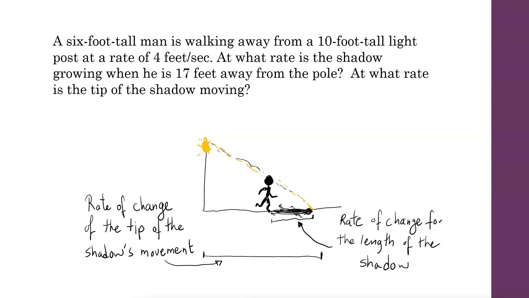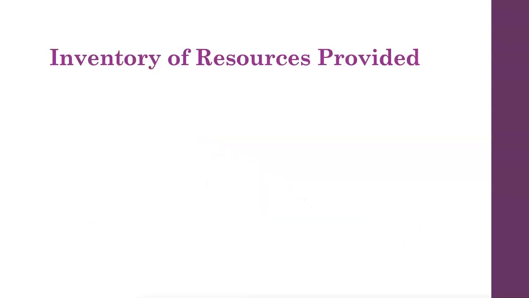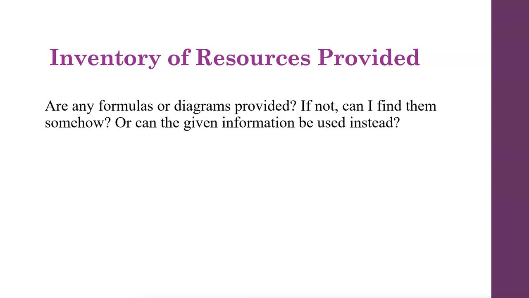Next we're going to take an inventory of the resources that are provided. What do we mean by that? Are there any formulas or diagrams provided? In this case, there weren't any formulas or diagrams provided. We drew our own diagram, but there was not one that I was given. Can I find them somehow? Or can the given information be used instead? Those are the questions I want to ask myself.